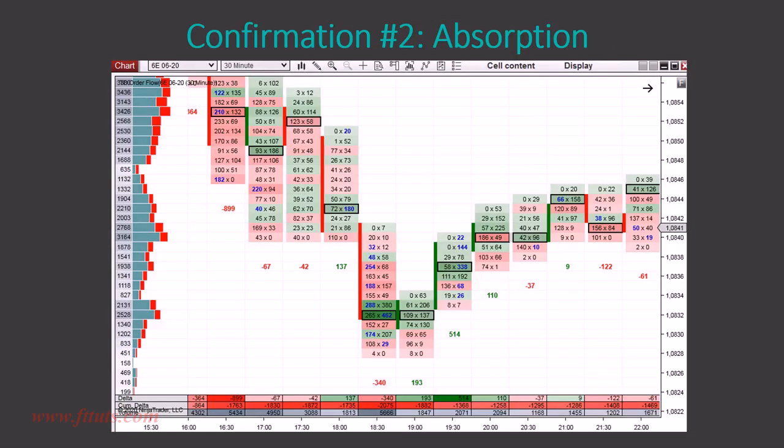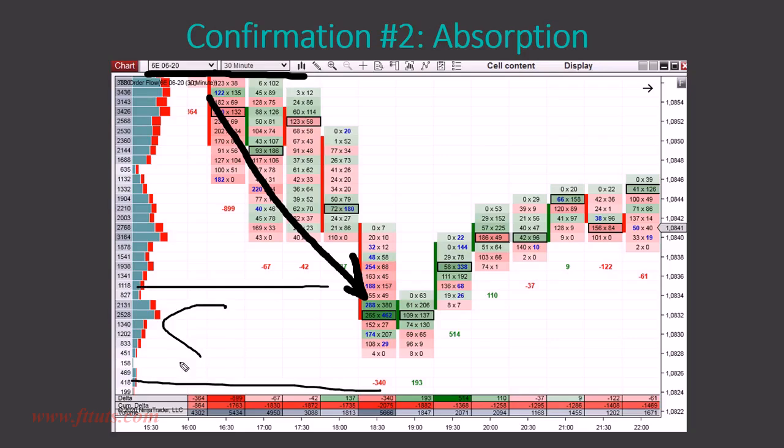Now this is the last example. It is on the 6E, which is Euro futures. It is a 30-minute chart. Price is moving downwards. Imagine that somewhere in here there is a support area. In that support area, you are waiting for some confirmation to enter a long trade. So there is this high volume node, heavy volumes both on bid and also on the ask.